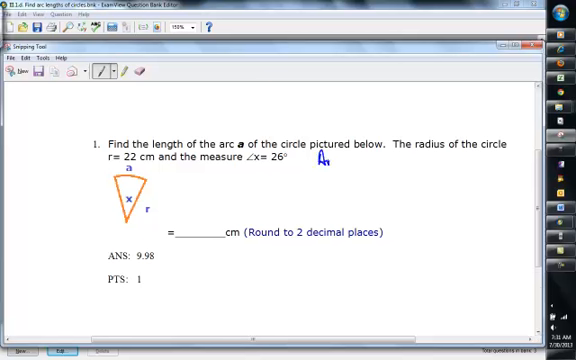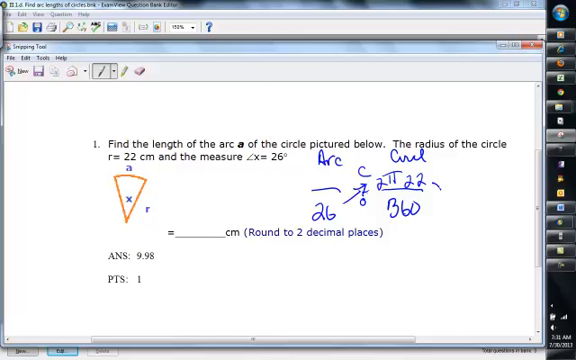So we've got the arc proportion compared to the circle proportion. Okay, and we've got the circumference, or the distance around, and we've got the number of degrees. A circle has 360 degrees, and the distance around this circle is 2 times pi times 22. This arc is 26 degrees. How far is it around the circle?